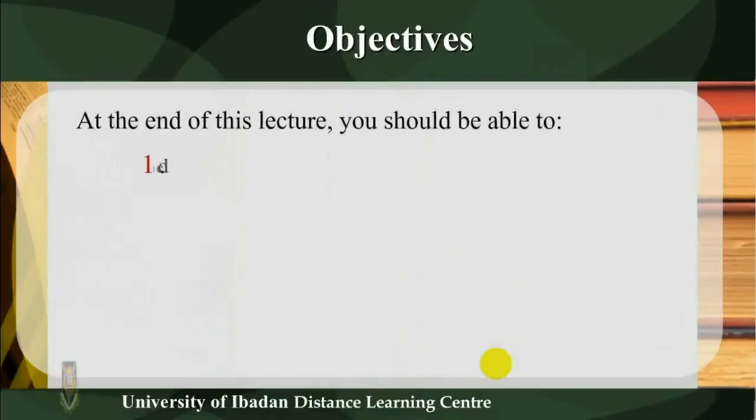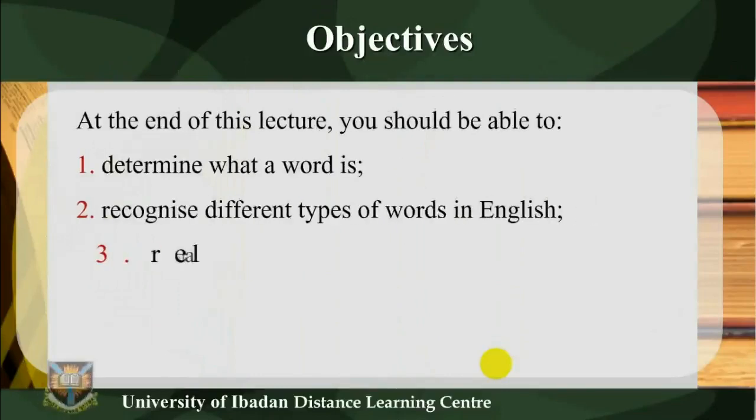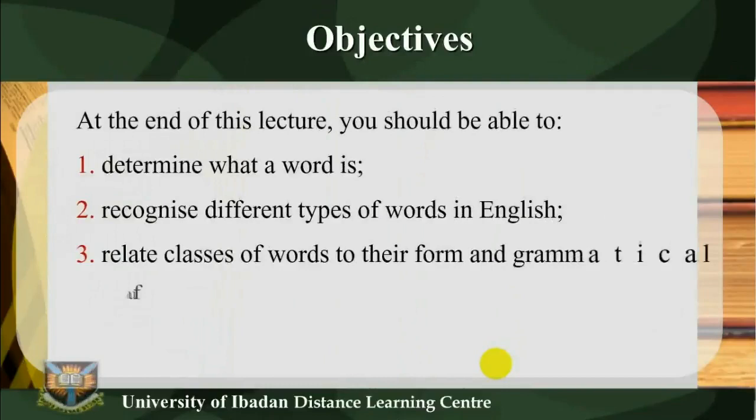Objectives. At the end of this lecture, you should be able to: 1. Determine what a word is. 2. Recognize different types of words in English. And 3. Relate classes of words to their form and grammatical function.